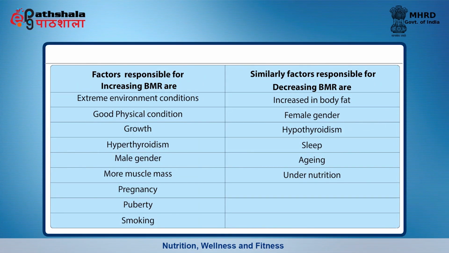Now, this table tells us about the factors that are responsible for increasing and decreasing BMR. Factors responsible for increasing BMR are extreme environmental conditions, good physical condition, growth, hyperthyroidism, male gender, more muscle mass, pregnancy, puberty and smoking. Similarly, factors responsible for decreasing BMR are increase in body fat, female gender, hypothyroidism, sleep, aging and undernutrition.